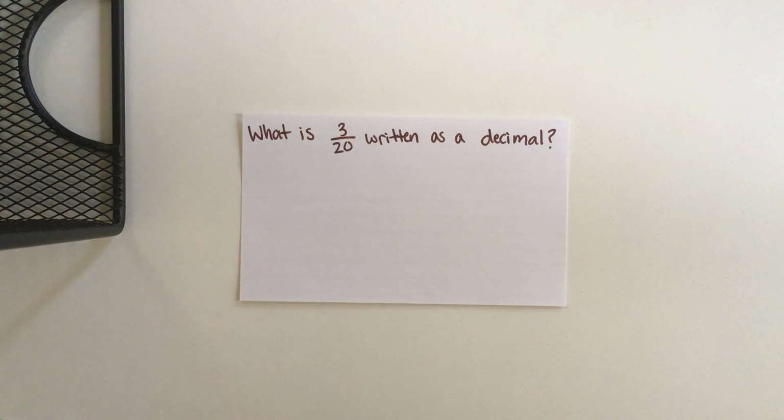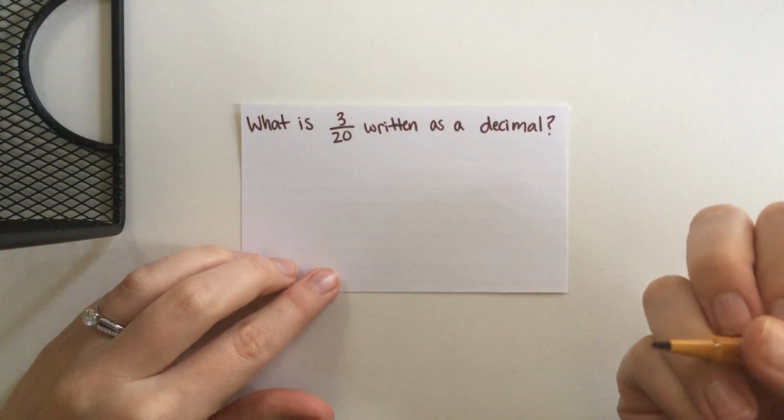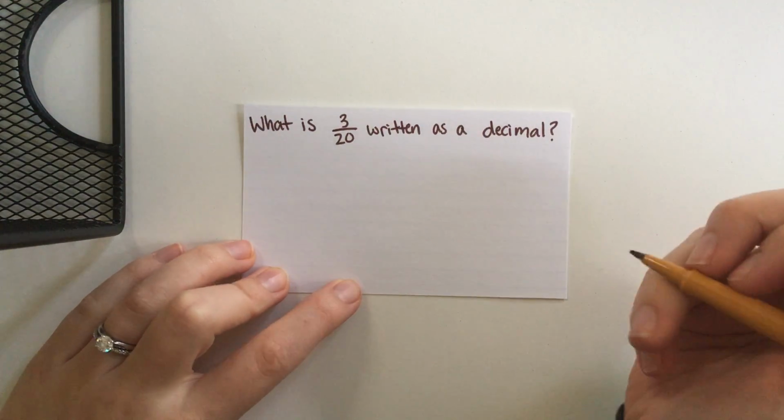Alrighty, let's look at the last problem there. What is 3/20ths written as a decimal? So when we are going from fraction to decimal, we are going to do long division.